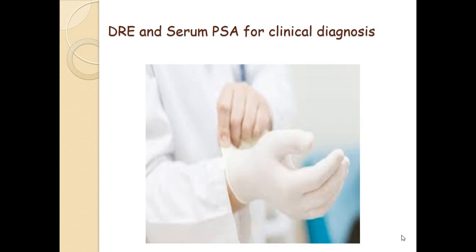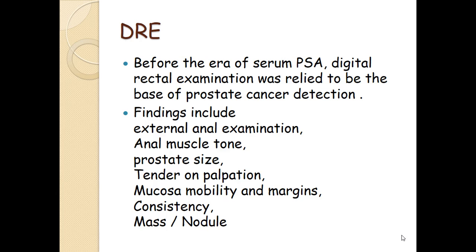DRE and serum PSA are the most authentic and first-line diagnostic tools we usually use in patients suspected of CA prostate, or as screening tools. About the DRE, before the era of serum PSA, digital rectal examination was relied on as the basis of prostate cancer detection. In the DRE, we first do the external examination for any skin tag, mass, or fissure, to avoid any further DRE.